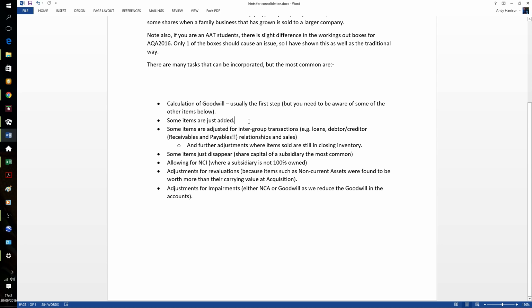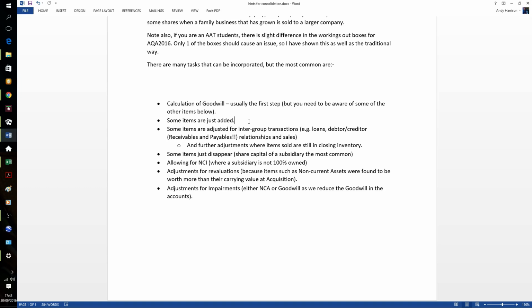Most items, we're just going to add the two figures together, the subsidiary and the parent company. However, lots have to be adjusted for intergroup transactions. I can't loan myself money, and we're now thinking as a whole entity, so if there's a loan between the two companies in the non-current liabilities and non-current assets, that needs taking out. And also if there's been some sales and there's some money owed, receivables and payables would have to be reduced.